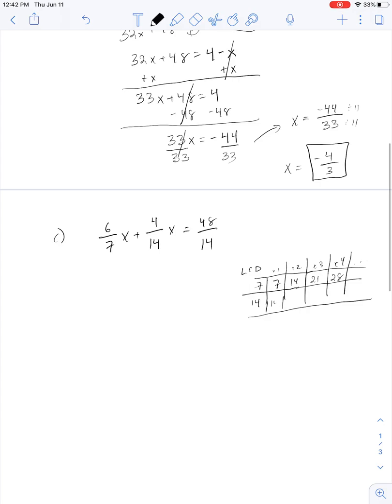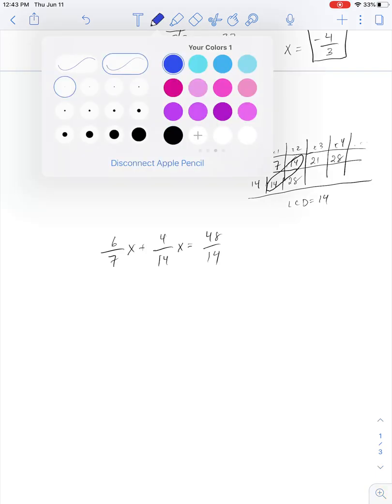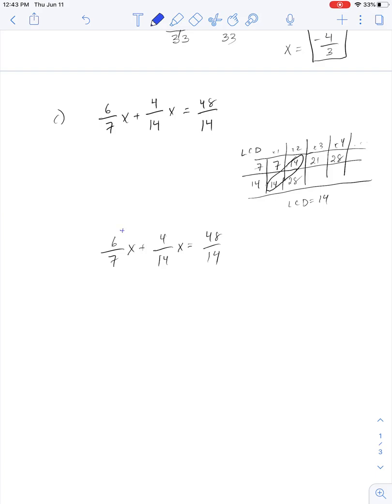14 times 1 is 14, 14 times 2 is 28, and you continue, but I see that the smallest number they have in common is 14. So my LCD is 14. Because of that, I'm going to multiply each one of these parts, each one of these terms, by 14. So times 14, times 14, times 14.